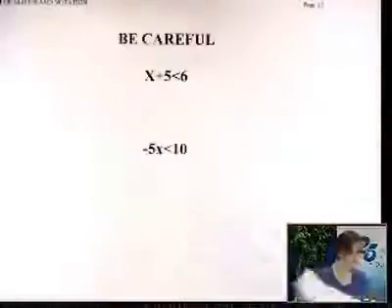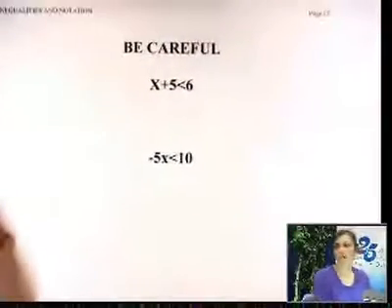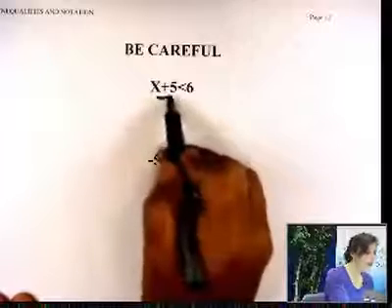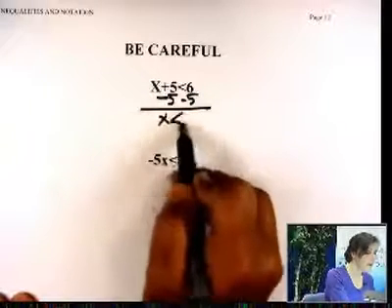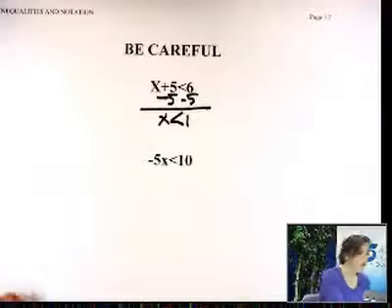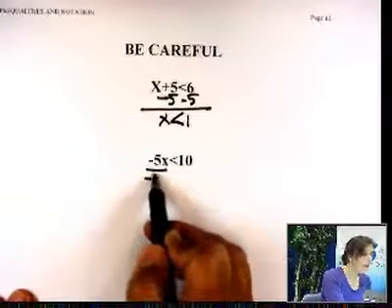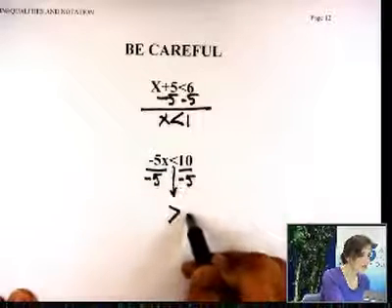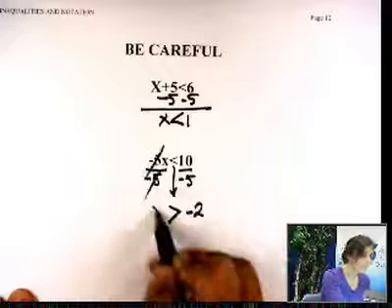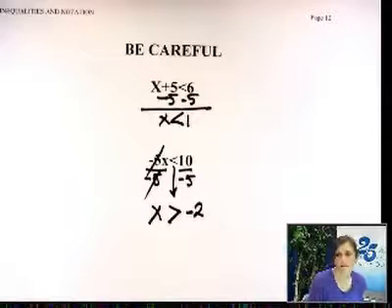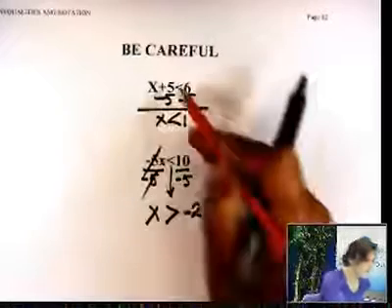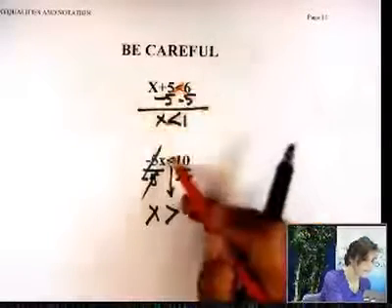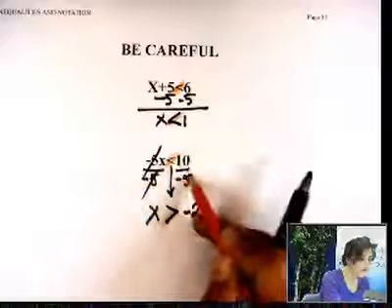Okay. Let's do be careful examples. So what did I learn? When I subtract, the direction does not change. When I divide by a negative number, the direction does change. Did you see that? This one stayed the same. This one got reversed because of this negative 5.